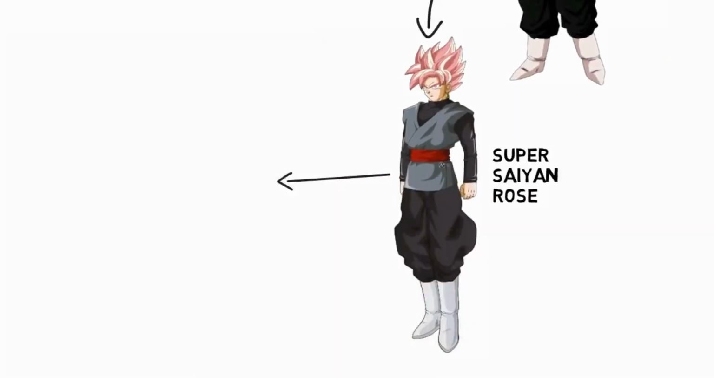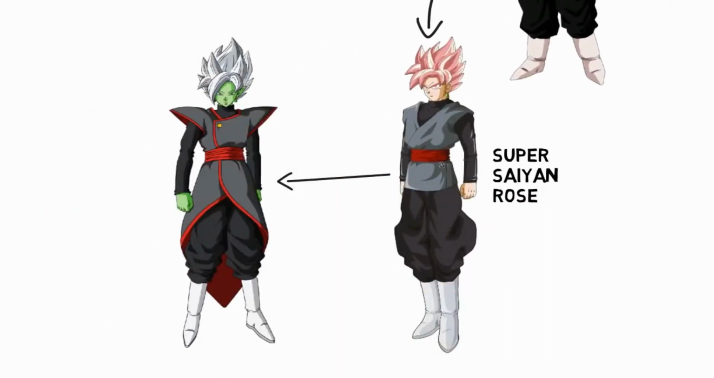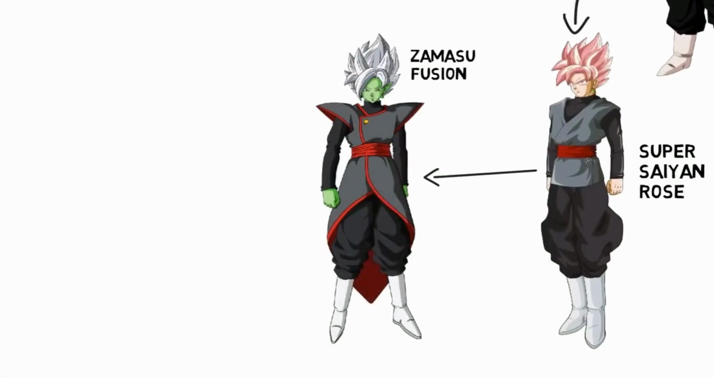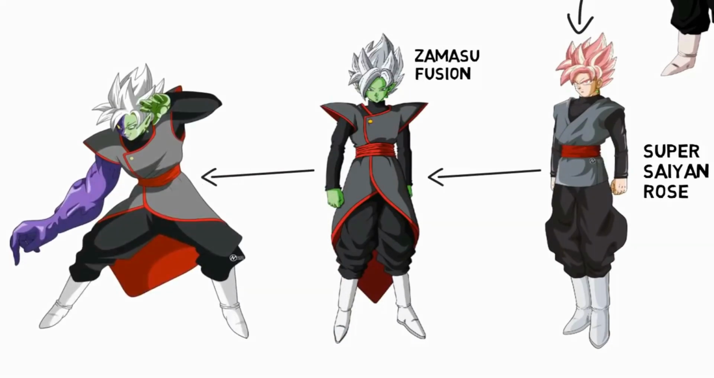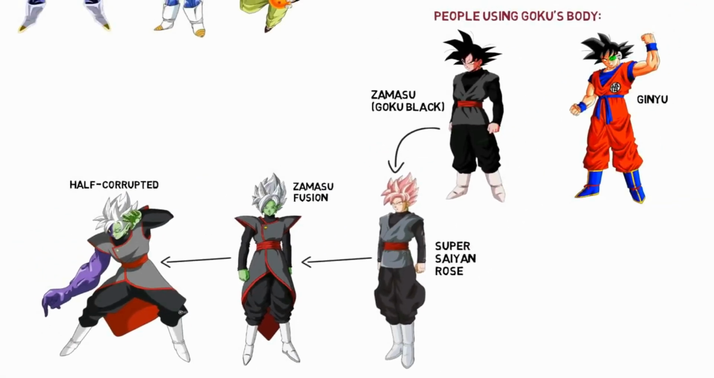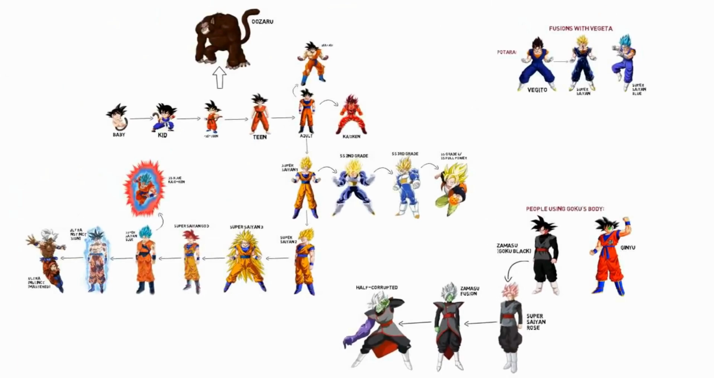Goku Black then fused with future Zamasu, creating this mixed species being known as fused Zamasu. The shape and skin are Zamasu's, with the hairstyle being Goku's, albeit being white. However, this form is unstable due to the fusion between an immortal and mortal body. This caused the body to mutate into this ugly, grotesque form. Man, how they ruined Goku's body.